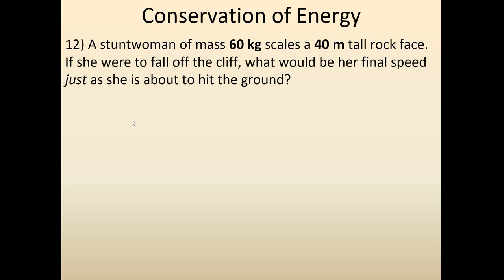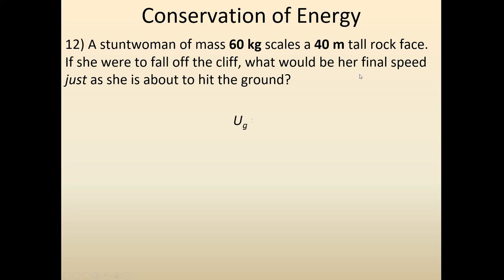All right, once again, if I try to visualize what's going on, we have this stunt woman at some height. They fall off the cliff, and we want to find the speed just as they're about to hit the ground. So we have a situation where the object starts with gravitational potential energy, and it's going to end with kinetic energy since it's moving. You want to make sure that you're keeping an eye out for keywords and the types of energies that go with that.